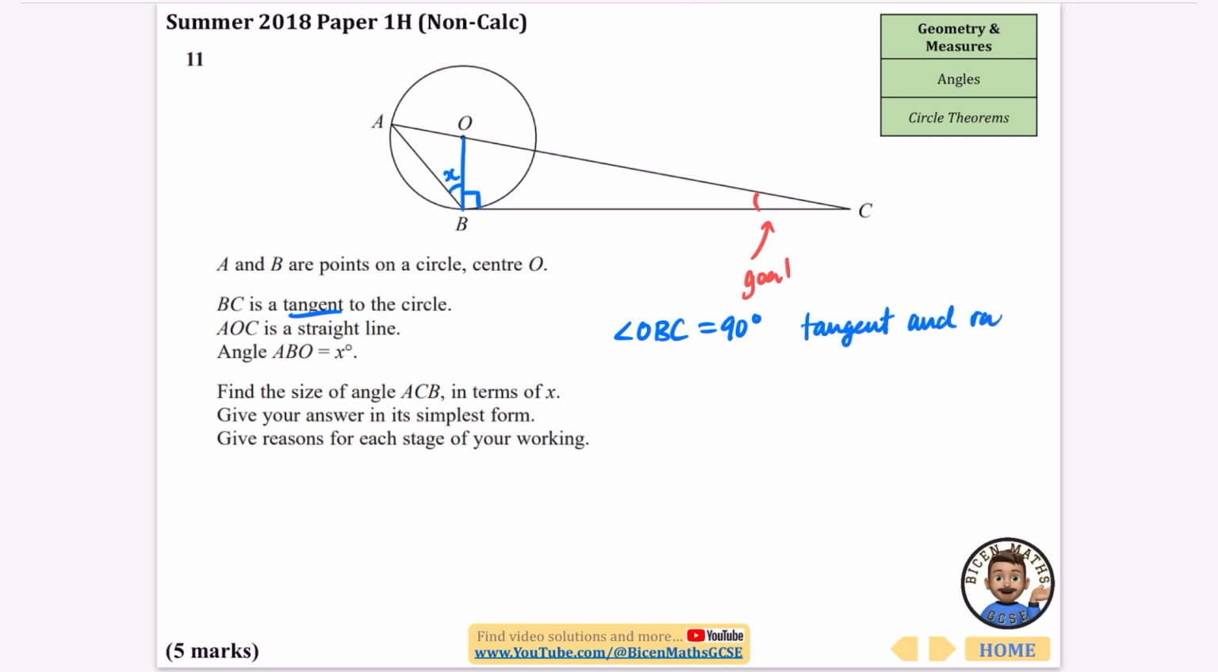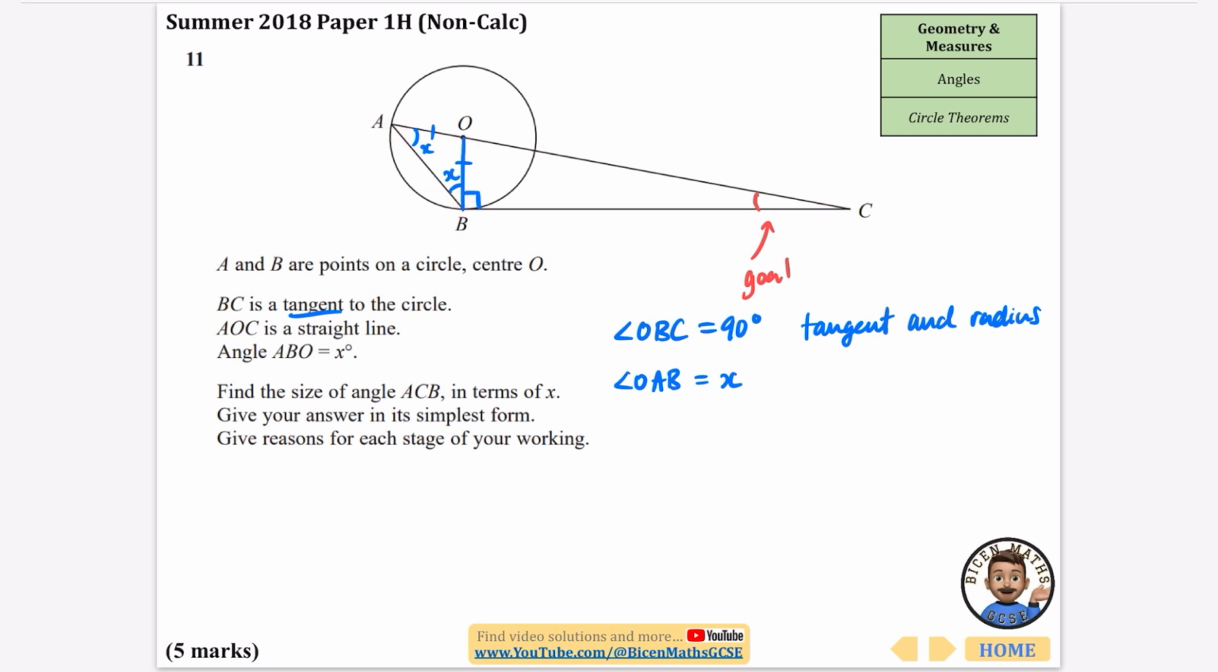It's a tangent and radius. Now I'm going to think what this angle at the top is. So this is angle OAB. Well, angle OAB is also going to be equal to x. The reason that it's equal to x is because this line and this line are radii, so they must be the same as each other, which means this must be an isosceles triangle.